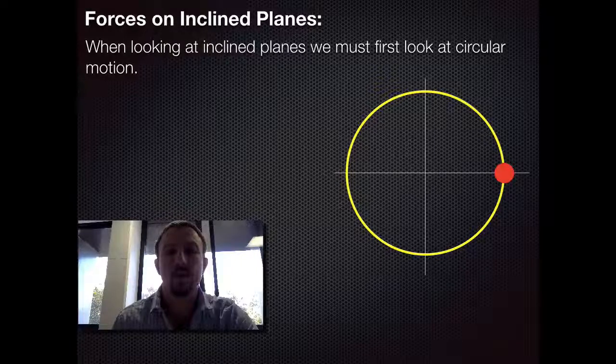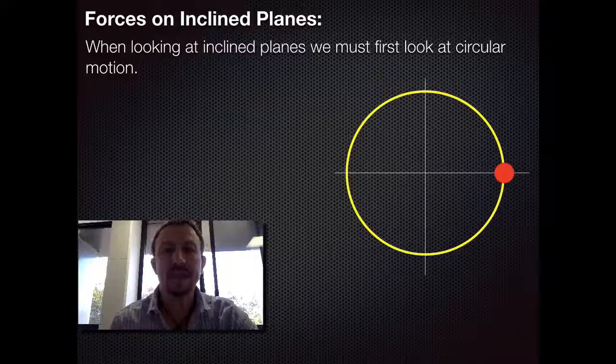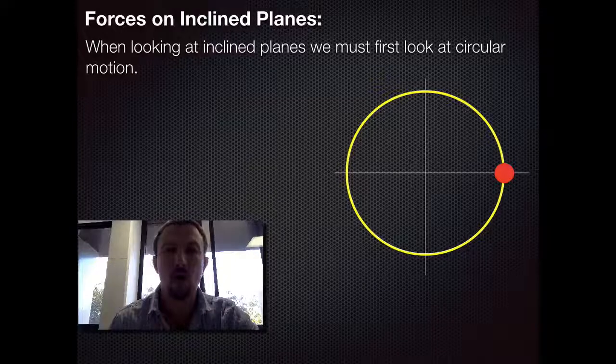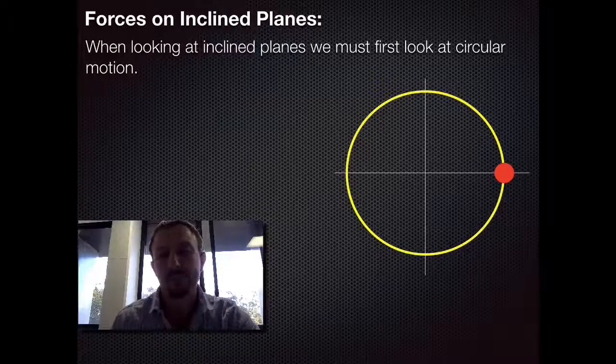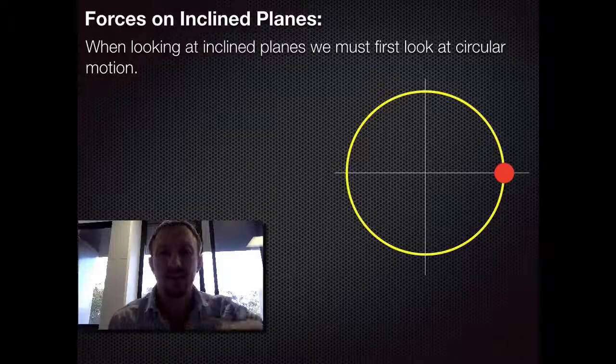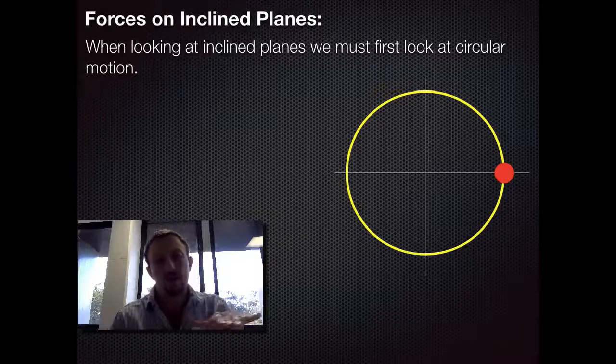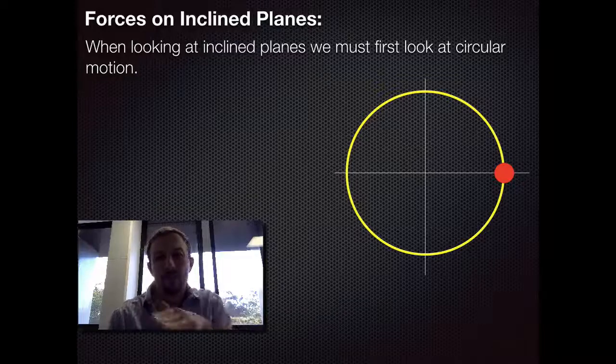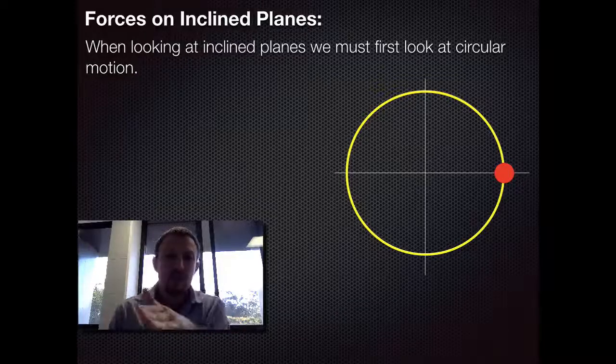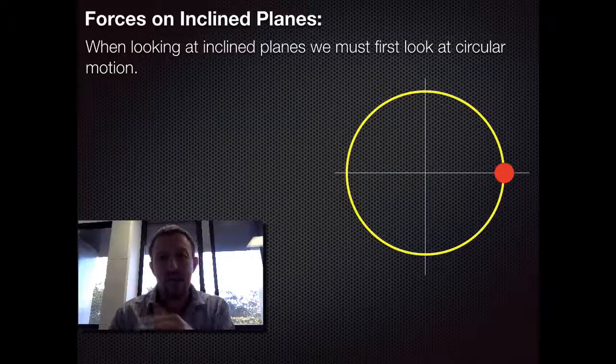Now here what we've got is an object shown in red, and this object is moving in a circular path, shown by the yellow circle. If you take something like NASCAR or an aircraft which is banking, you're noticing that it's going to be turning as it goes round a corner. For an aeroplane, it will bank its wings, and this is where we get the forces of the inclined planes acting.